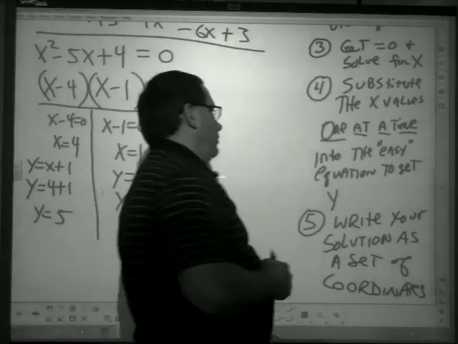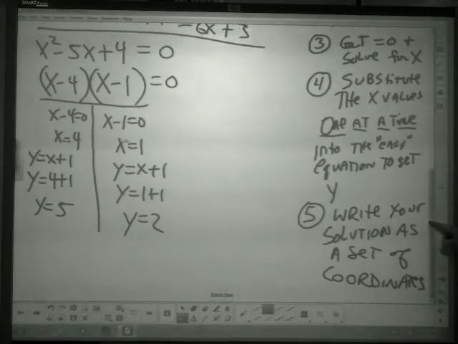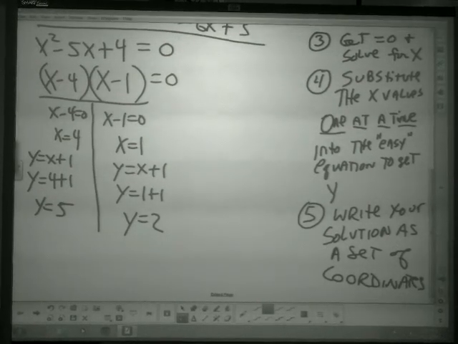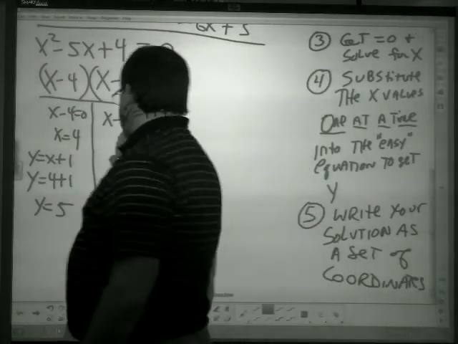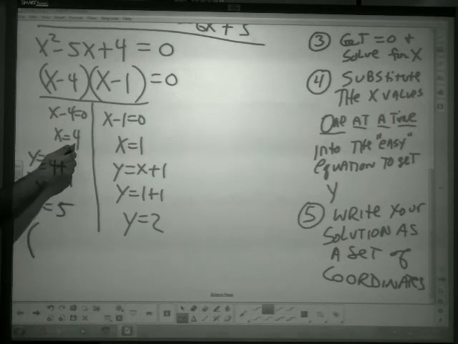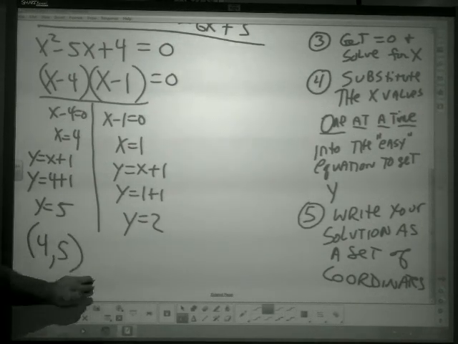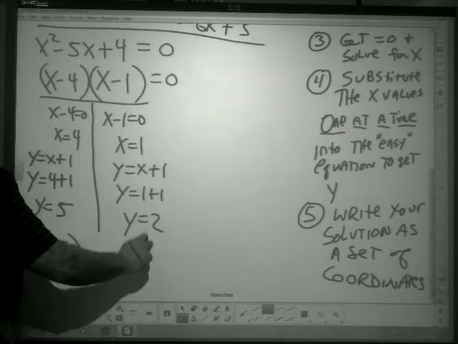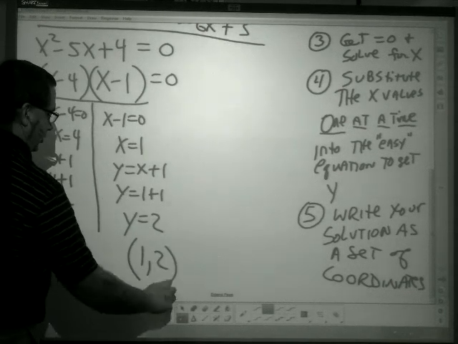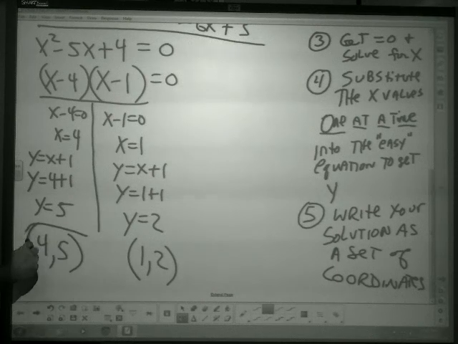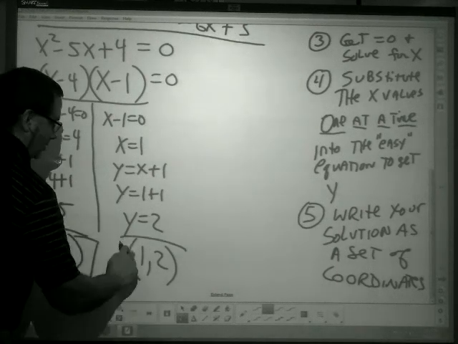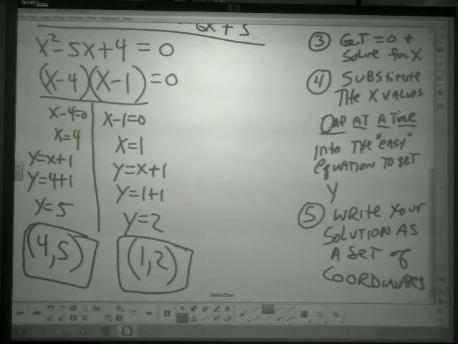Okay? Now, I write my solution as a set of coordinates. And so over here, my solution is 4, 5. Over here, my solution is 1, 2. And that is my system of equations solved.